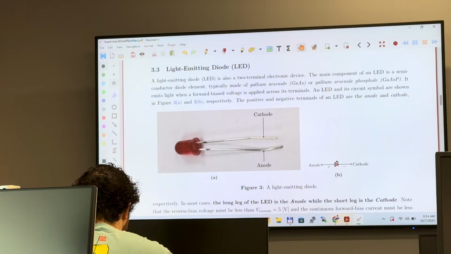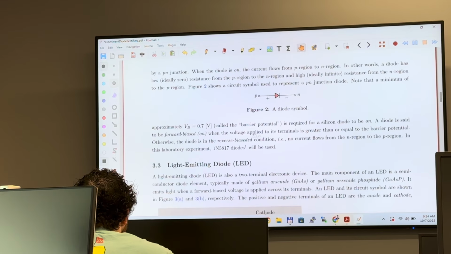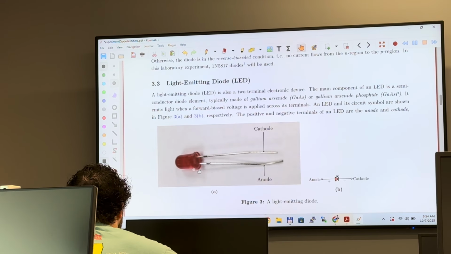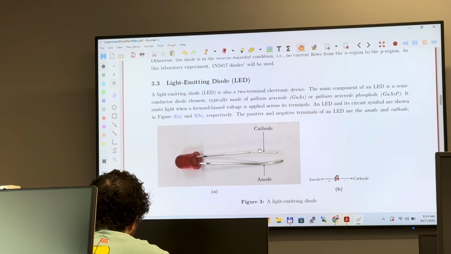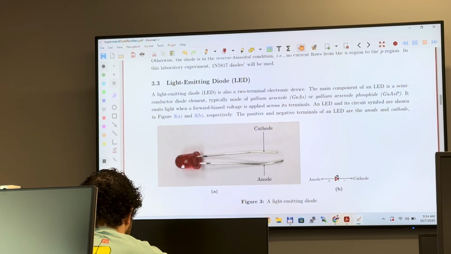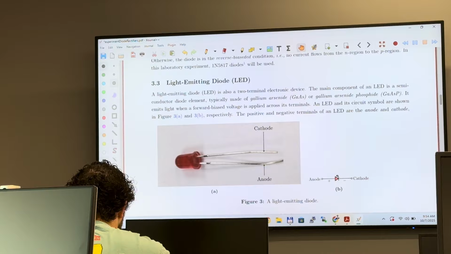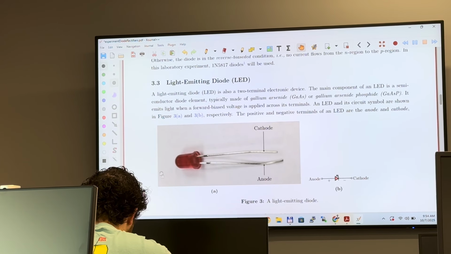The application is very similar to the diode concept. So you will be using LEDs, light emitting diodes. In a light emitting diode, you have an anode terminal and a cathode terminal. The difference between a diode and this LED is that with an LED, when current flows, you see light emit.